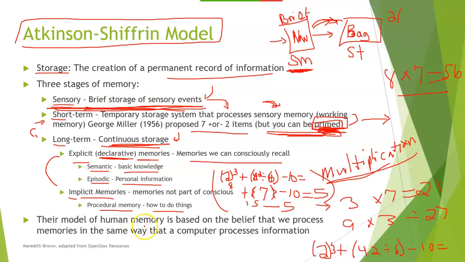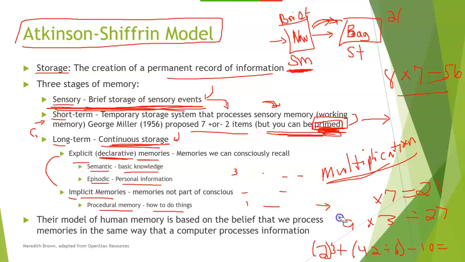The model of human memory is based on the belief that we process memories in the same way that a computer processes information. Okay? So it's kind of like that. We process it in the same way that a computer processes information. So is that really what's going on? Is that really how we do it?